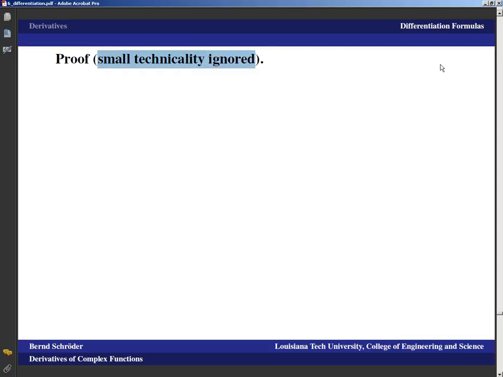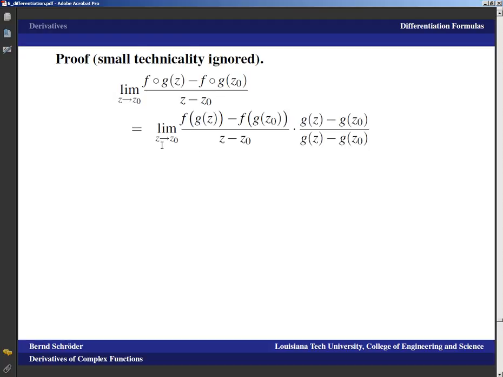Let's go through the proof in the most natural way to start the proof, which would be that we take the limit as z goes to z0 of f composed with g of z minus f composed with g of z0, divided by z minus z0. That's the limit as z goes to z0 of f of g of z minus f of g of z0 divided by z minus z0. We'd like to have difference quotients.